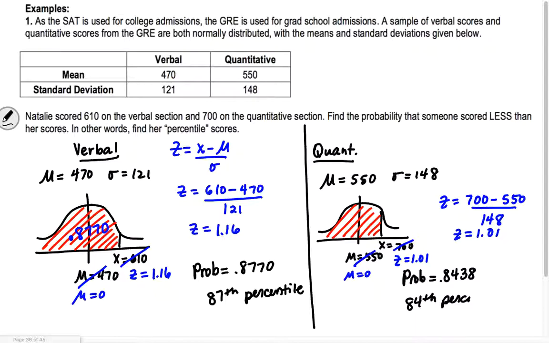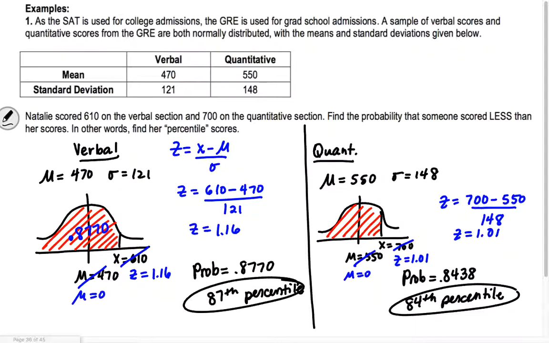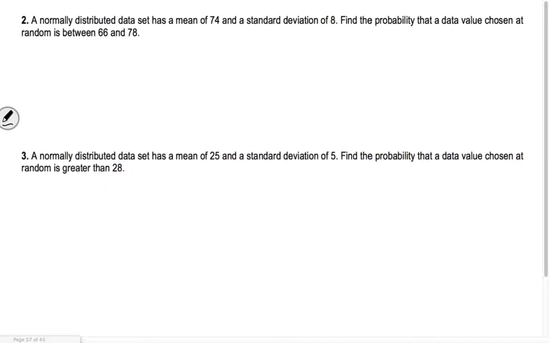So which one did she really do better on? Yeah, kind of like the math one, right? She scored higher on the math because she scored better than all those people that took it. Okay? Does it make sense? I think it's kind of weird when you first see it.